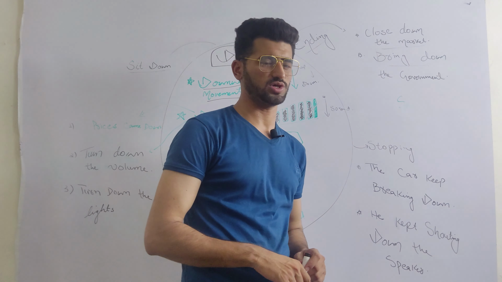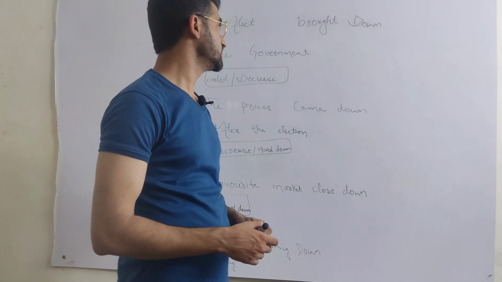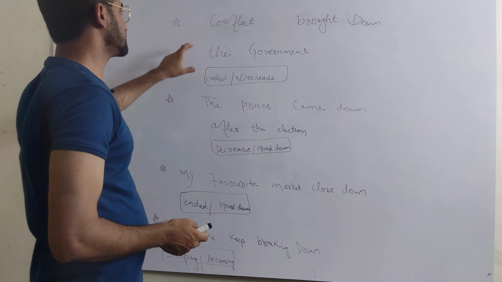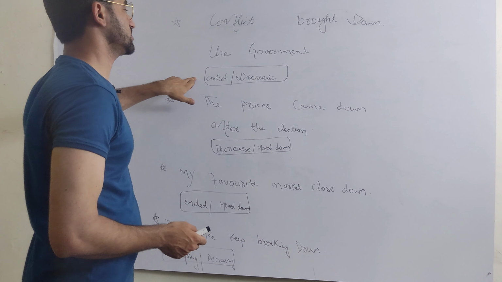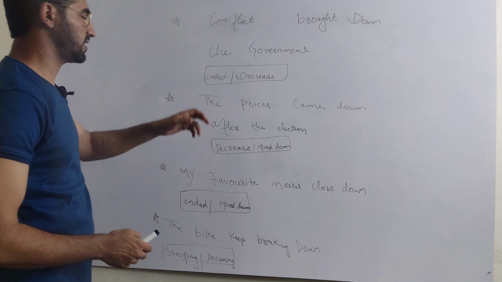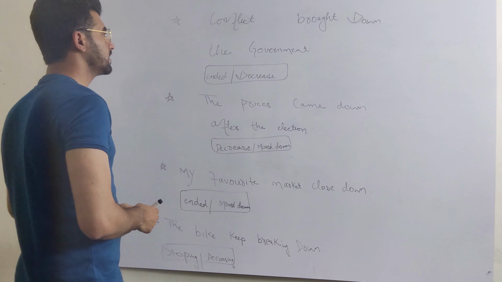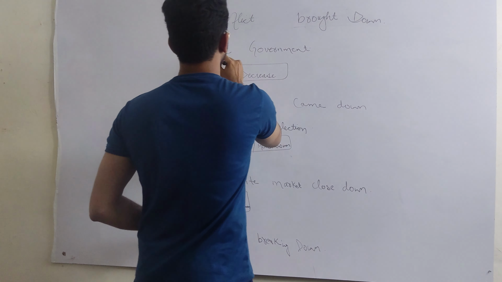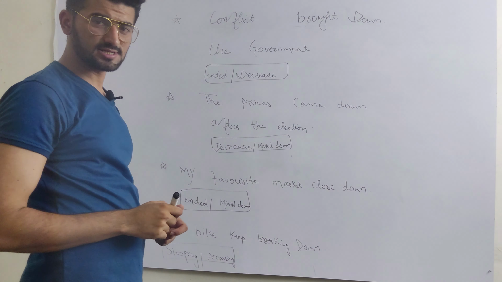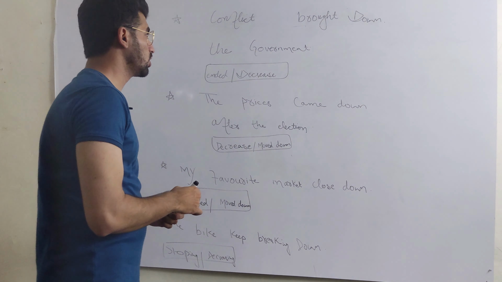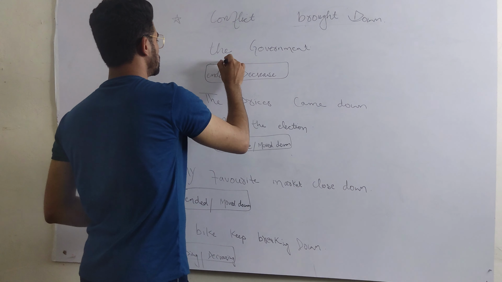Now let's dive into the quiz. I've got four examples here. You can see the example and its answer. Let's get to the first one. Conflict brought down the government. Exactly. Conflict ended the government.